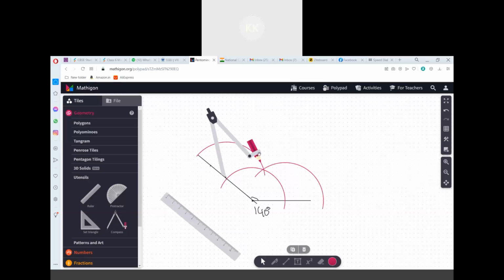They are intersecting at this point. Yes, sir. This is the point of intersection. All the arcs are intersecting. Sir, this online compass is very difficult. Yes, sir. Online compass is difficult.